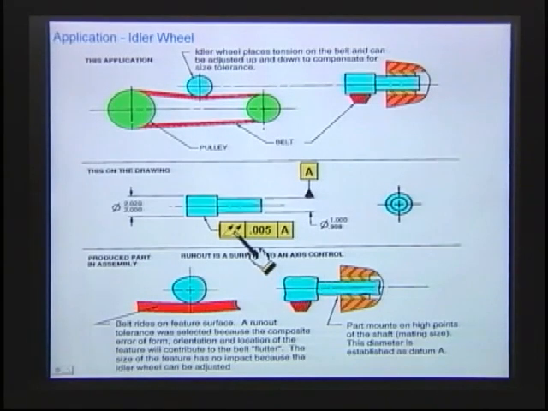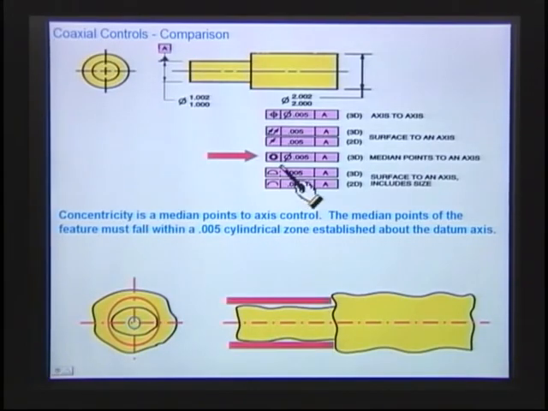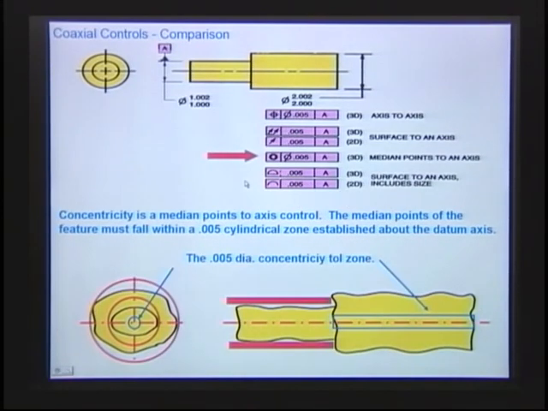All right, let's take another example. We haven't done anything on concentricity yet, and I would like to explain concentricity here. Concentricity, what's the definition of that? Concentricity is median points to an axis. And when you say median points to an axis, what does that mean? Let me show you what concentricity is. Concentricity looks something like this.